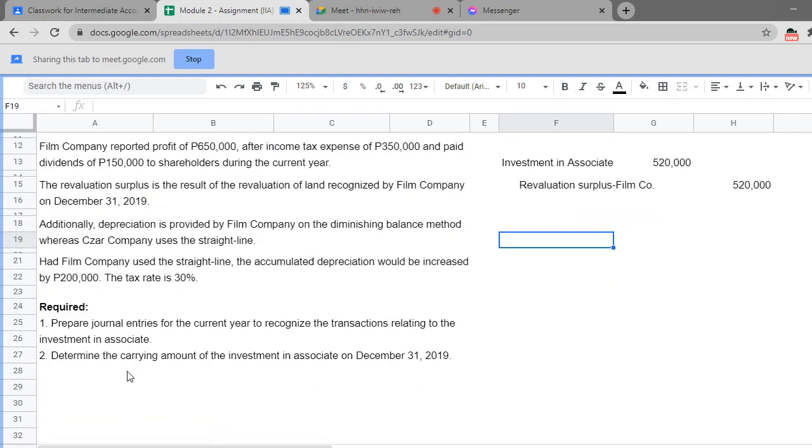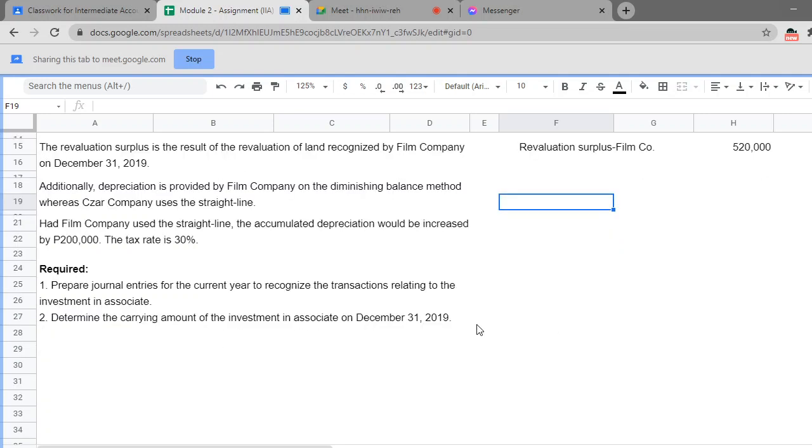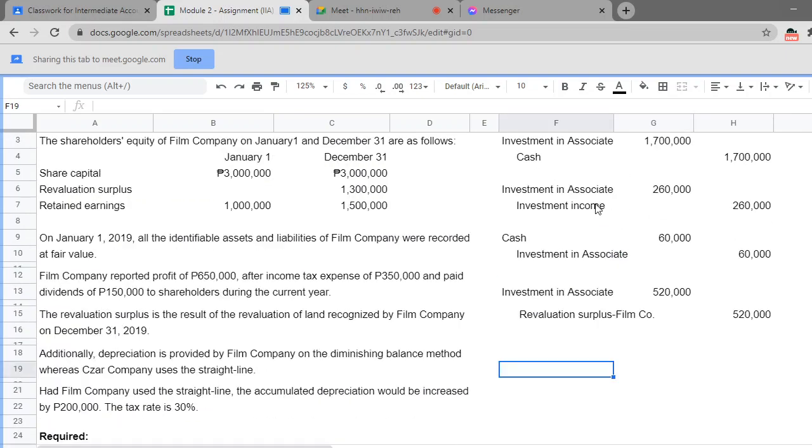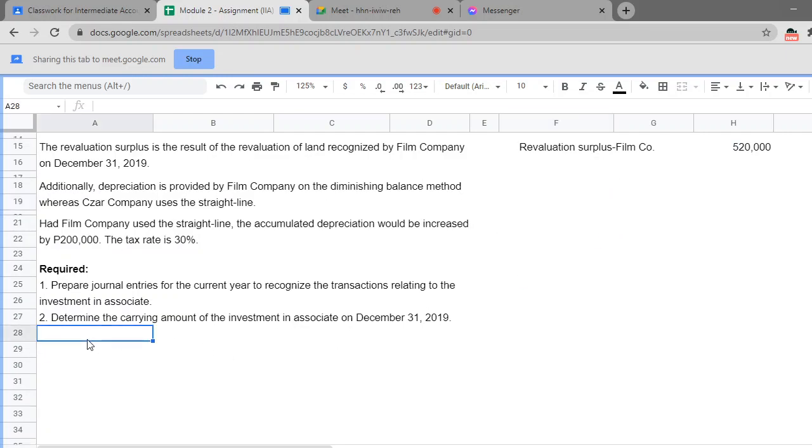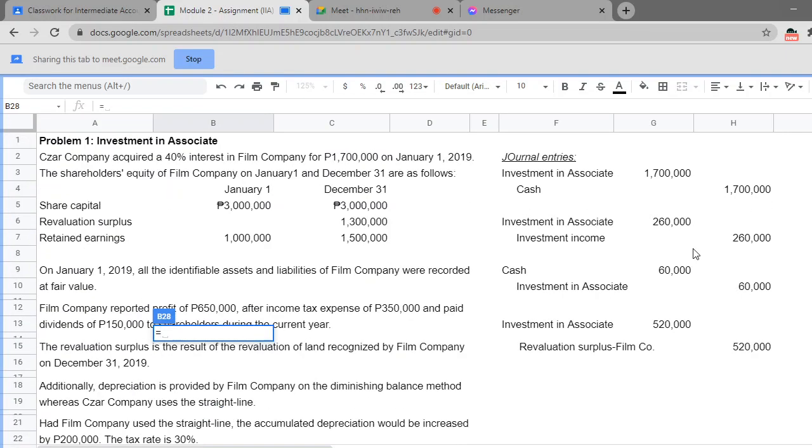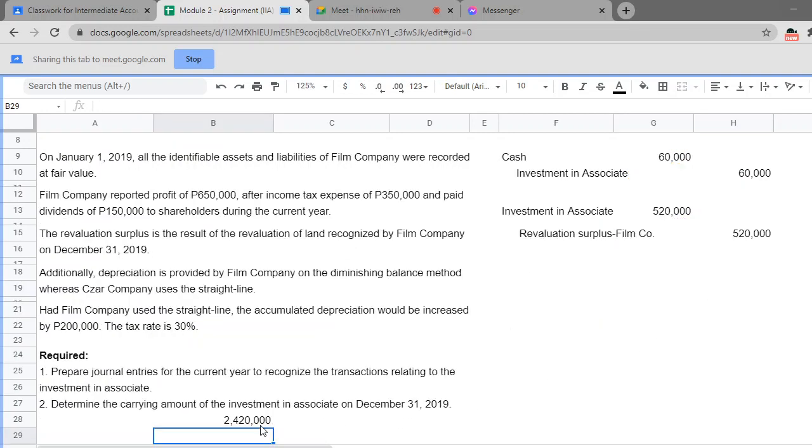Requirement number 2, however, we need to compute the carrying amount of the investment in associate. So, sige. Pwede lang itong idiretso. We have 1.7 sa simula. And then, nadagdagan ng 260,000. Ayan, naka-debit. Hanap tayo ng ibang investment income. Associate. Ayan din. And plus this. Therefore, we have an investment in associate carrying amount na 2.42 million.